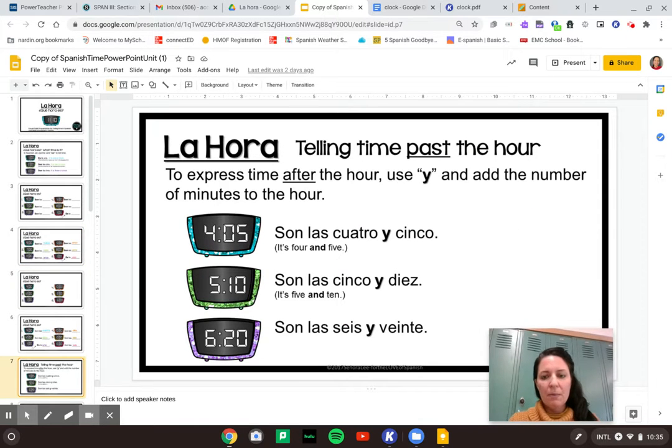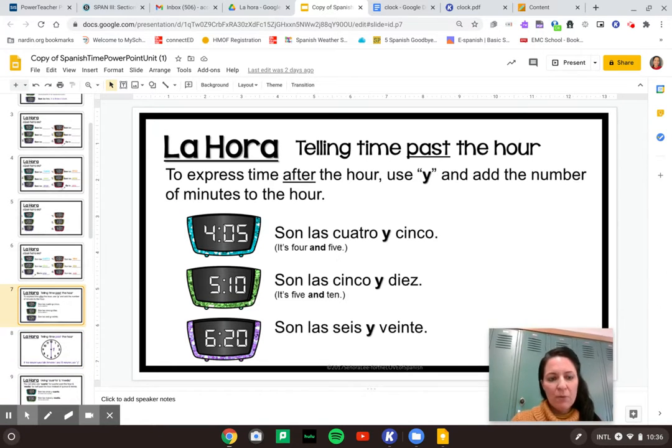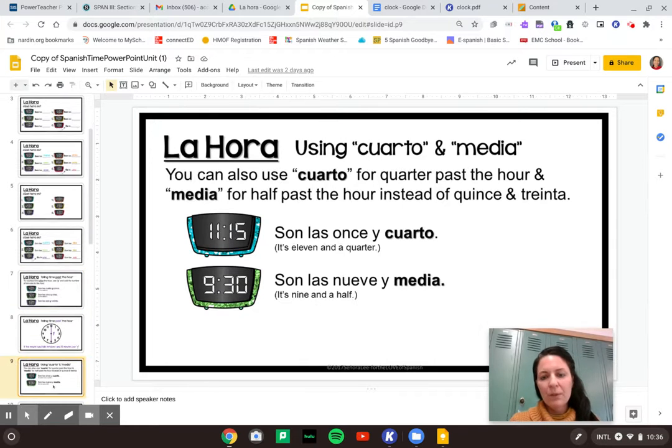And then there was one other one that we went over. If we want to say the minutes, we said that we're going to add y and say the minutes. So we would say son las 4:05 or son las 5:10 or son las 6:20. And then we also went over talking about cuarto. So instead of, usually we don't say son las 11:15, we say son las 11 y cuarto in Spanish. Both are actually correct, but this is used a lot more, and I want you to know it. So to say cuarto, and then y media is going to be how we say 30. We don't usually say son las 9:30, although some people do. We say son las 9 y media.